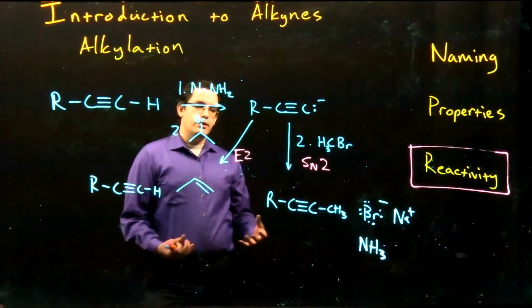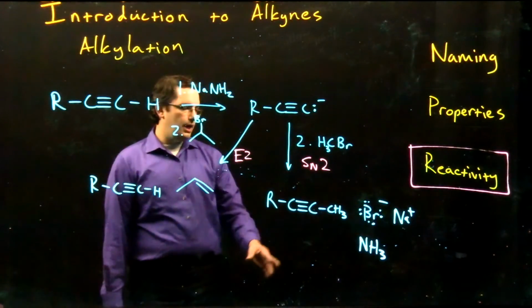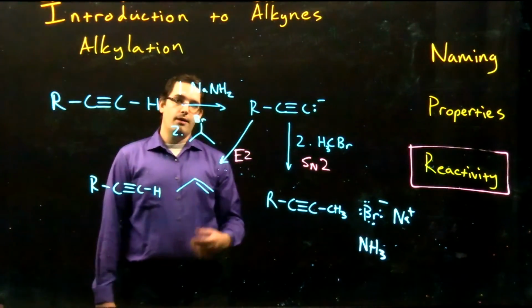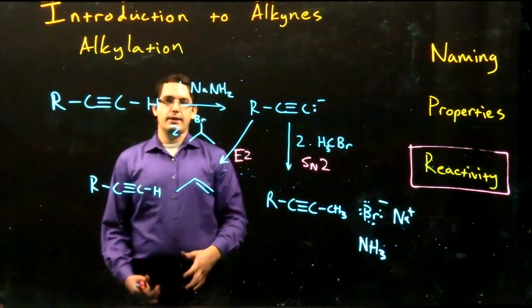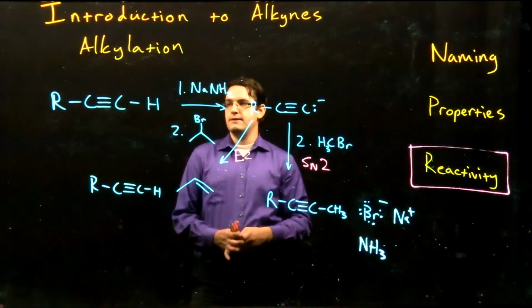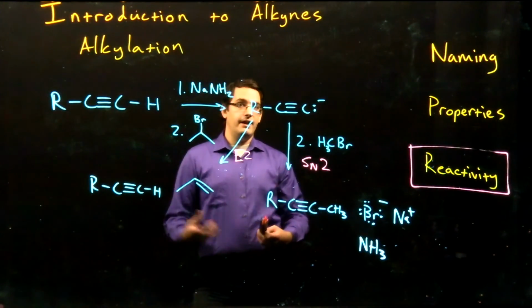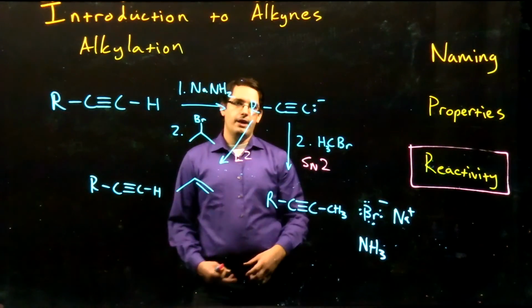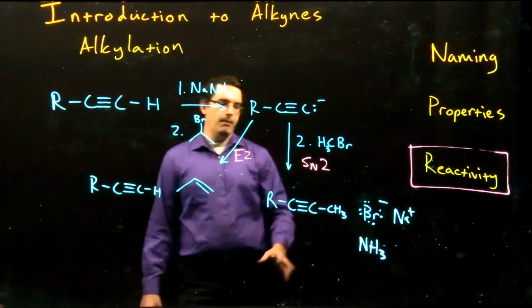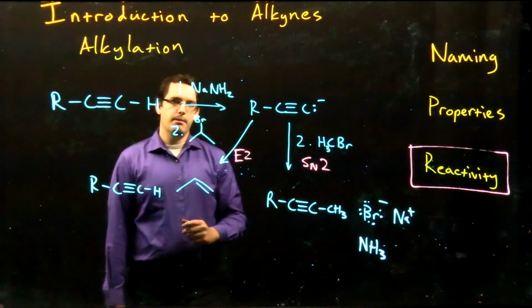Alkylation in general is a very useful reaction because it's one of the few reactions that allows us to make new carbon-carbon bonds, right? So we can take small hydrocarbons, even as small as our acetylene, and we can use alkylation reactions to build it up into much bigger carbon-based molecules.